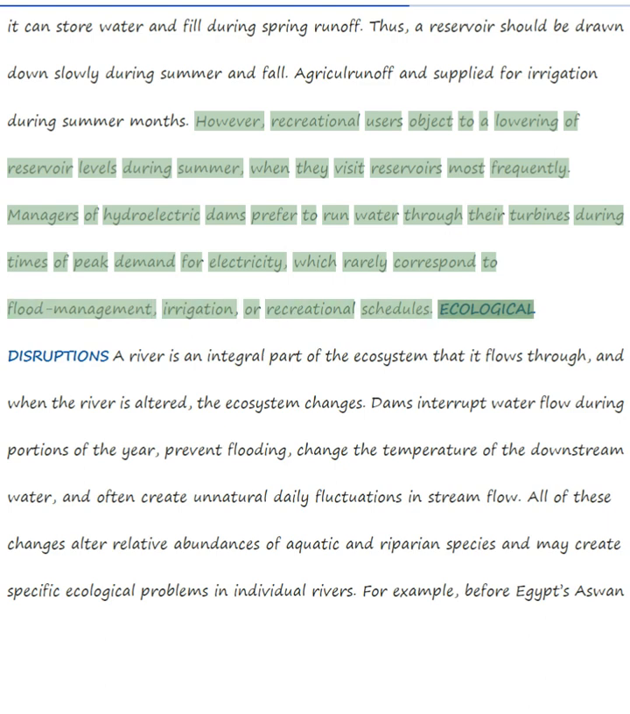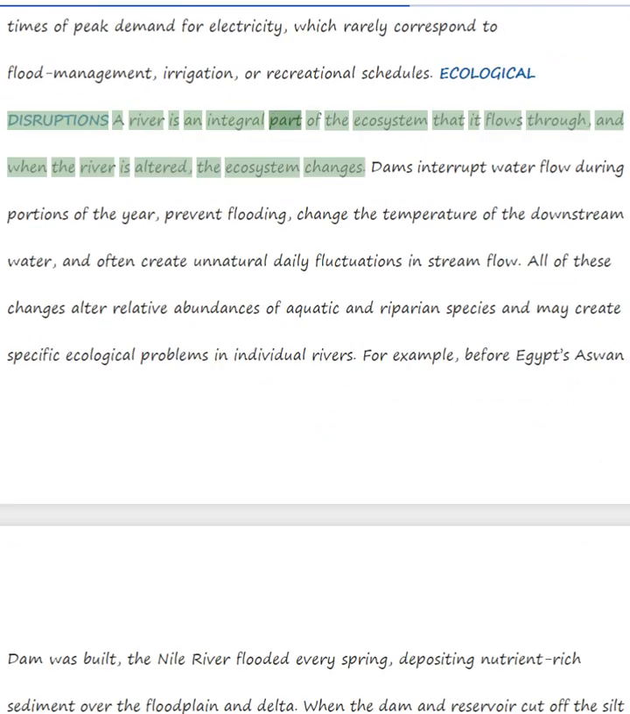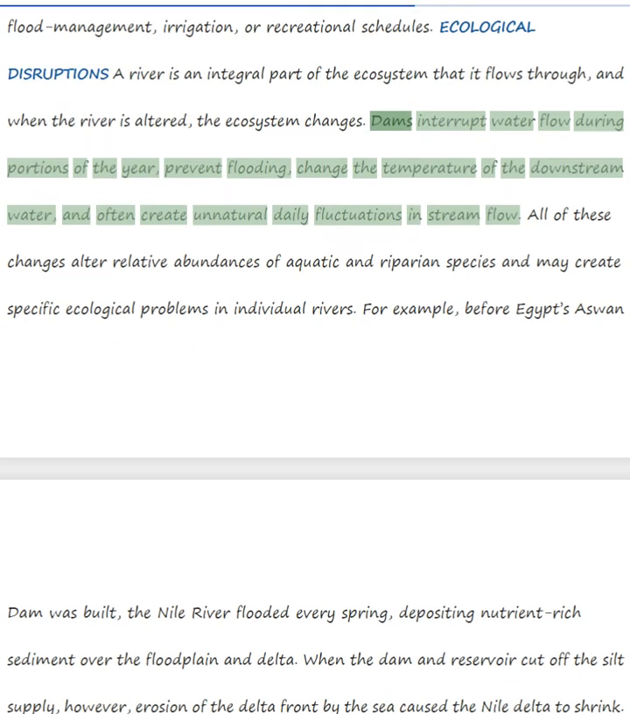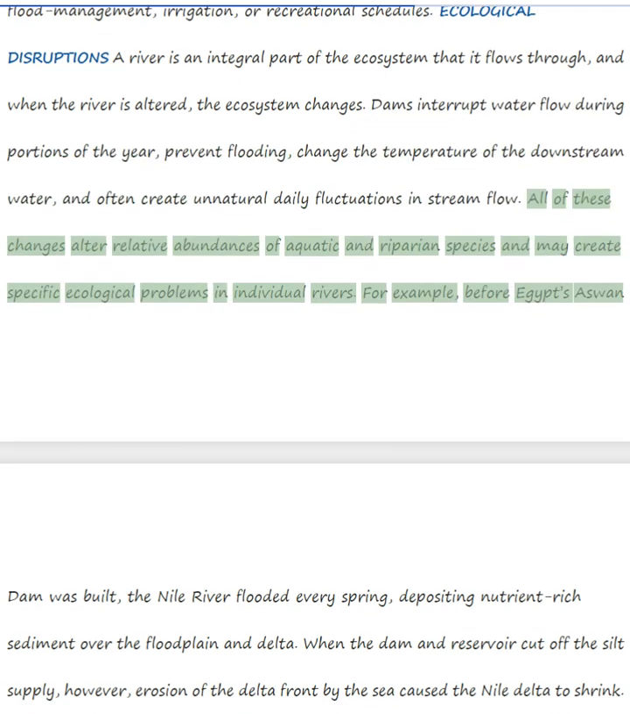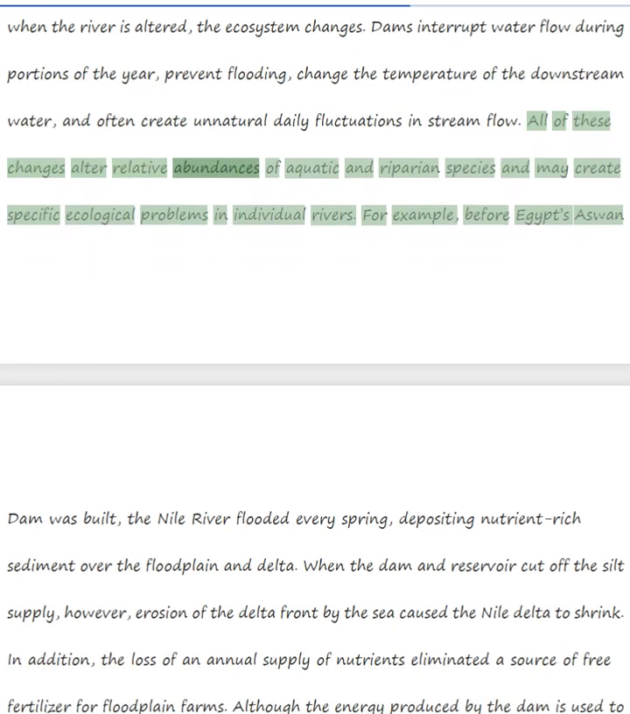Ecological disruptions. A river is an integral part of the ecosystem that it flows through, and when the river is altered, the ecosystem changes. Dams interrupt water flow during portions of the year, prevent flooding, change the temperature of the downstream water, and often create unnatural daily fluctuations in stream flow. All of these changes alter relative abundances of aquatic and riparian species and may create specific ecological problems in individual rivers.